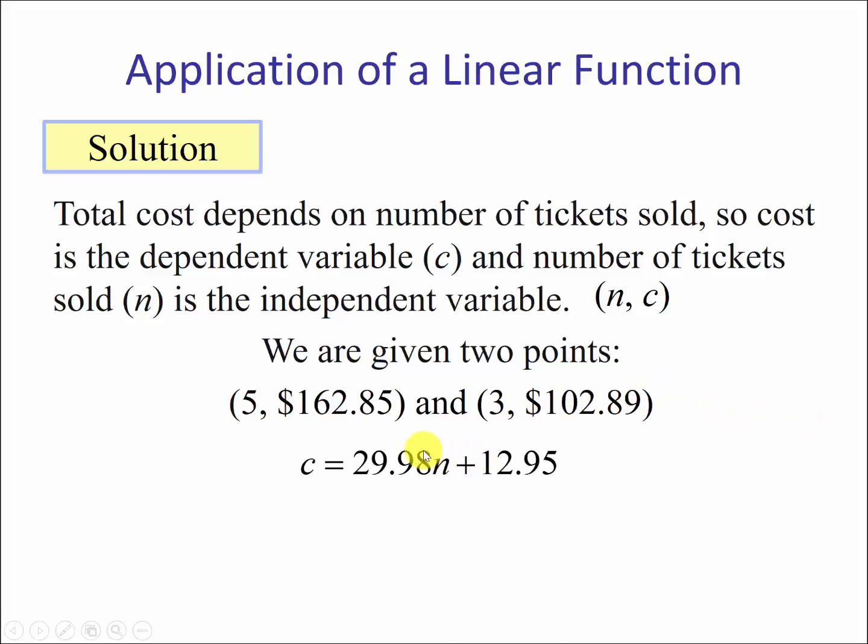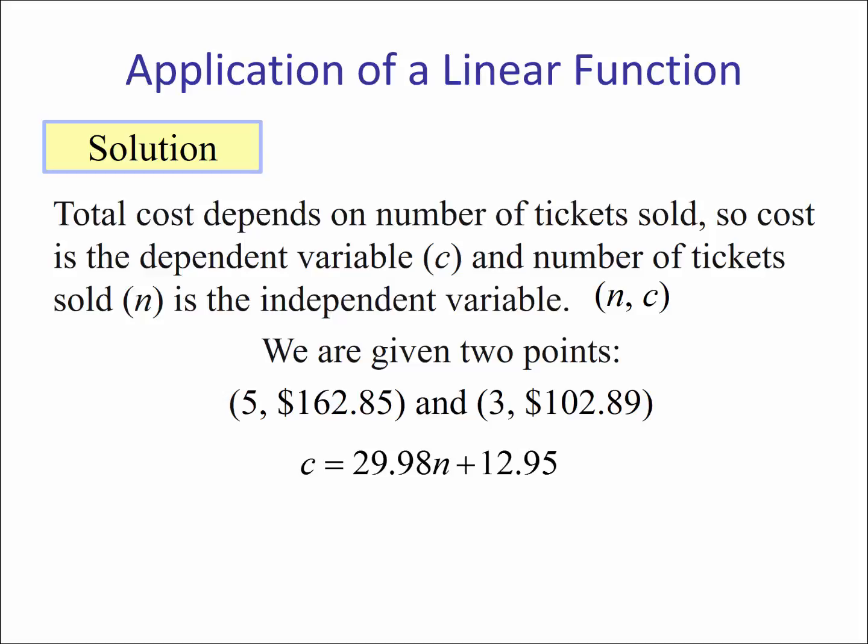$12.95 is the constant fee, and $29.98 is the cost of each ticket. So the slope: as the number of tickets increases by 1, the cost increases by $29.98. And this is the value of B, so when the number of tickets is 0, there still is a $12.95 charge. Part B, we want to know how much it would cost to order 10 tickets.